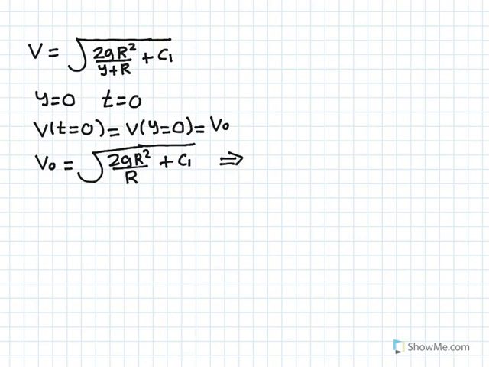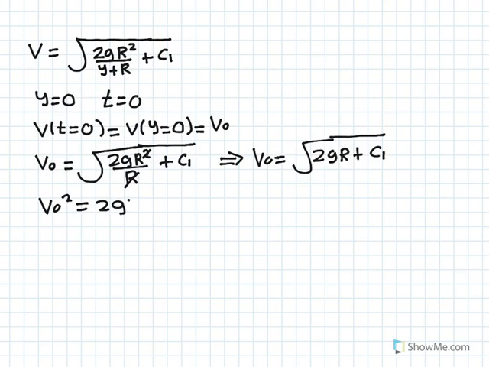And if we simplify this, we get v naught is equal to, and r squared cancels with r, and we just get r in the numerator, root 2gr plus c1. Now square both sides, we get v naught squared is equal to 2gr plus c1. Now we can solve for the constant. c1 is equal to v naught squared minus 2gr.